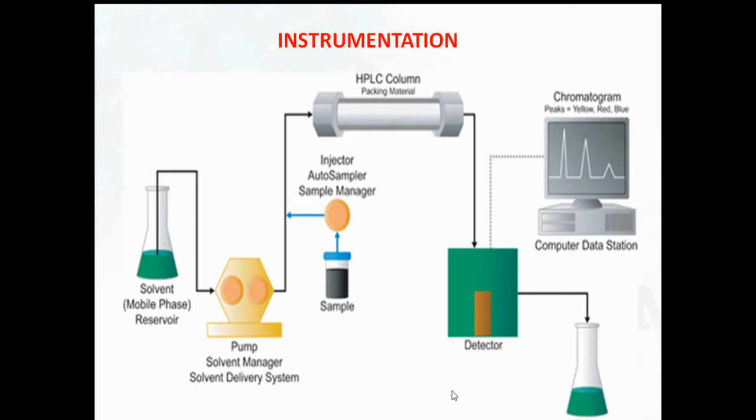Then this is the general instrumentation in HPLC. In this you can see that there is a solvent, which is acting as a mobile phase. We call this the solvent reservoir. The solvent reservoir is where the solvent is taken, and from this we need to pump the solvent into the column. This is the HPLC column.